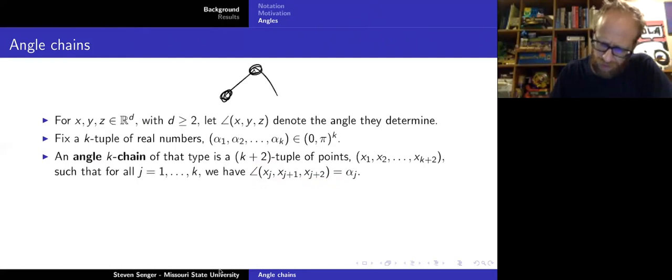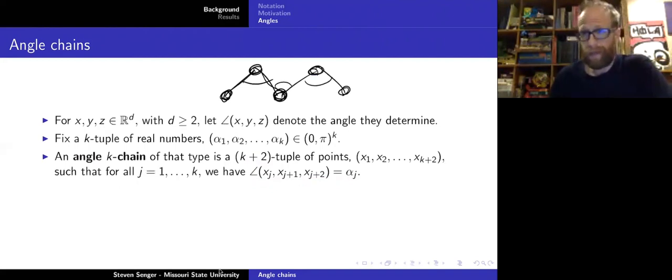And why is it a K plus 2 tuple? Well, if I had 3 points, that would determine 2 distances, but it's only going to determine a single angle. So if I want to determine, let's say, 3 angles, I'm going to need 5 points.